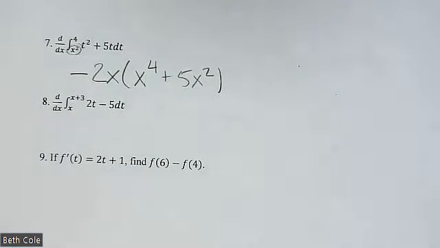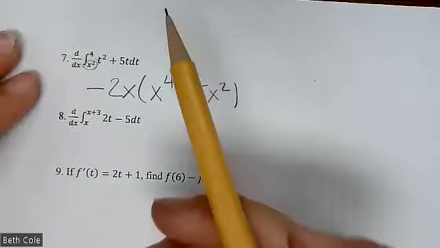You don't have to distribute. You could even leave it as x squared squared, unless it's multiple choice. All right, what do you notice about this one? Okay, so you're gonna have to actually do upper boundary minus lower boundary. Do you guys understand?